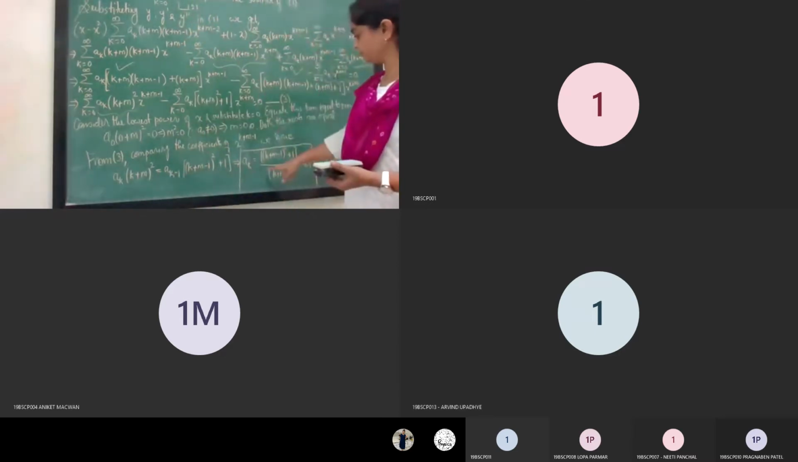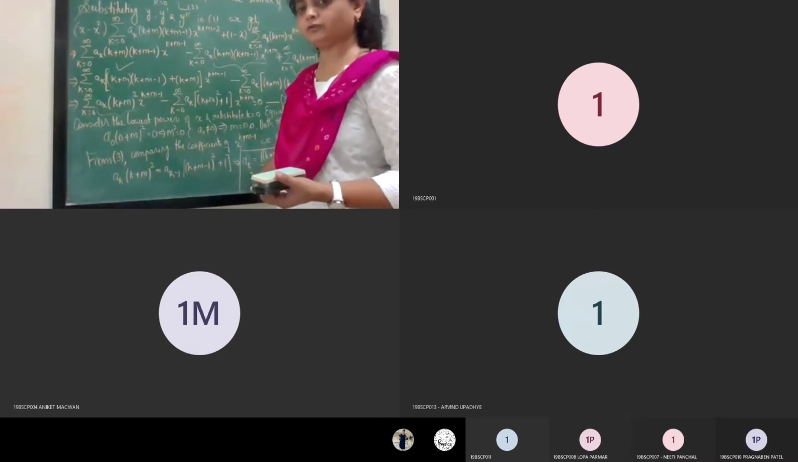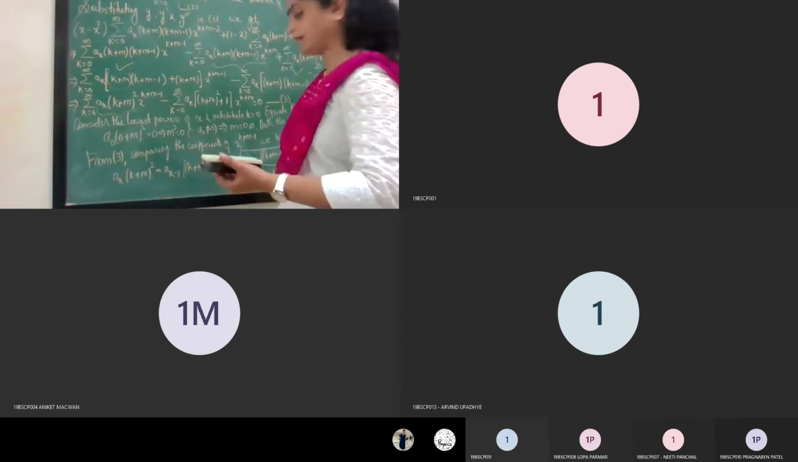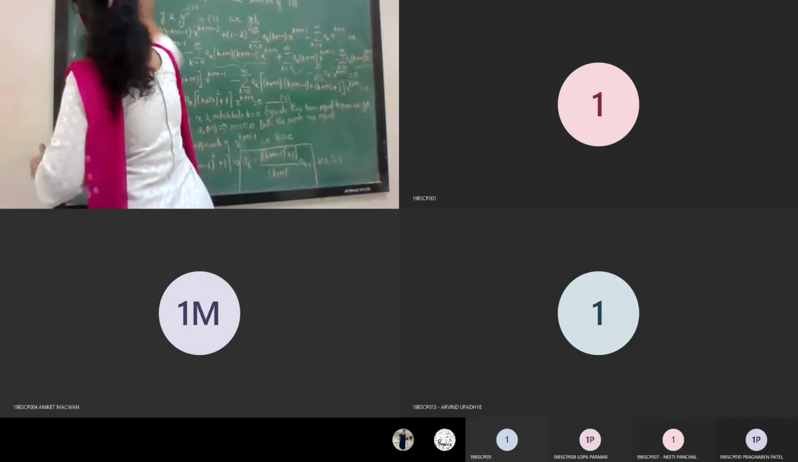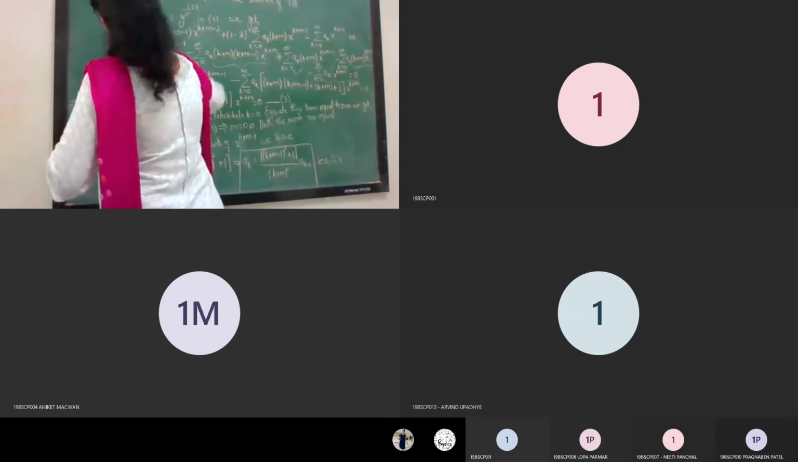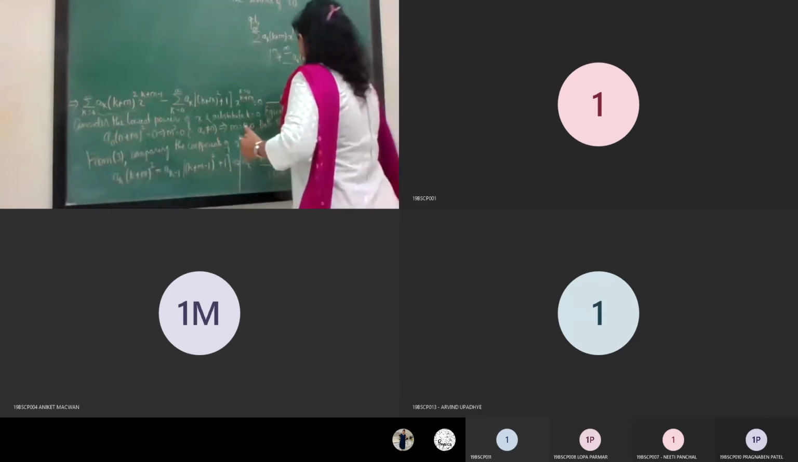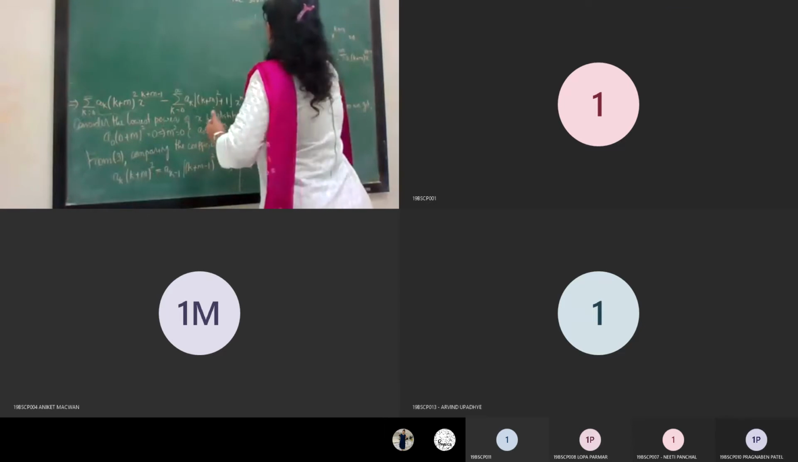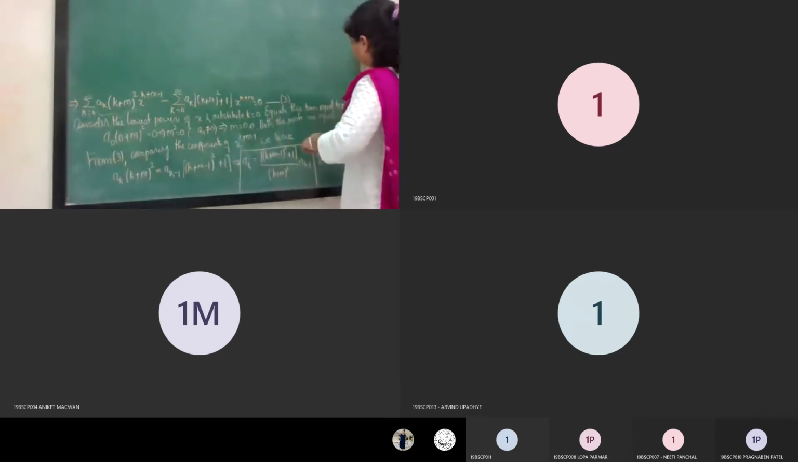So what you have to do, you have to consider the corresponding terms by substituting k is equal to 1, 2, 3 and so on, not 0, because by the substitution of 0, you won't get the proper coefficient. So we'll start with the substitution k is equal to 1, 2 and so on. So let us find out the solution.